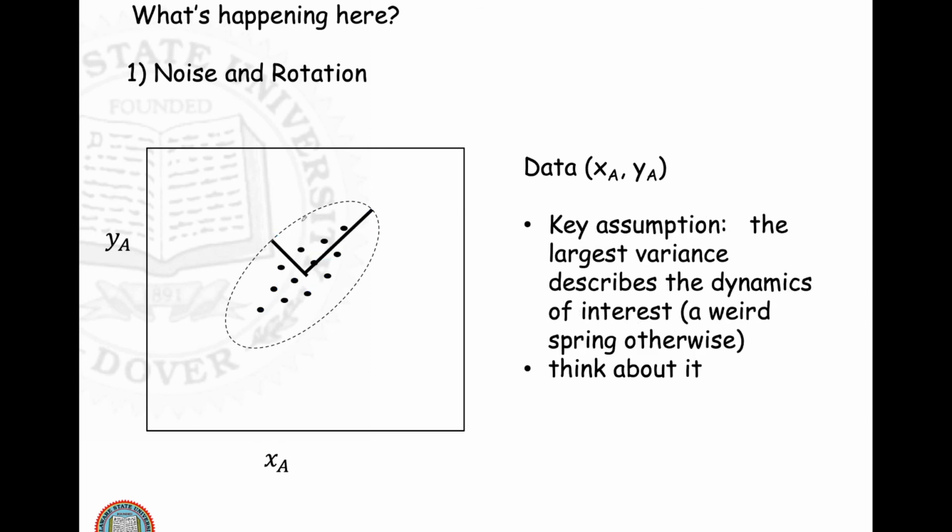And so one of the key assumptions that we're going to make in this is that the largest variance is going to describe the dynamics of interest. And this makes sense if you think about it in the case of a spring. So let's imagine we had a spring, and let me just draw these coordinate axes, and we said that was XA and that's YA.